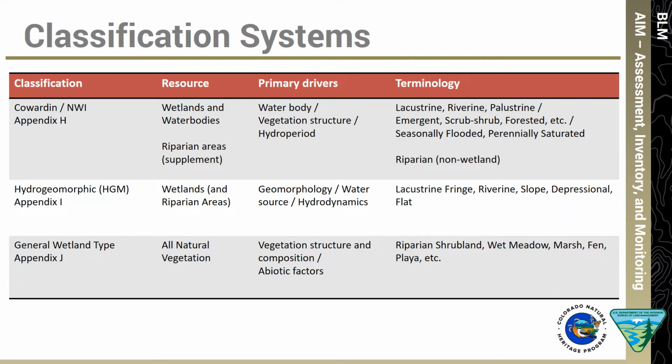Lastly, a general wetland type is assigned. These are words or phrases that are easily recognizable by most people familiar with wetland systems. This classification system was loosely adapted from the ecological systems classification, which includes all natural vegetation communities. The primary drivers are vegetation structure and composition, as well as abiotic factors. Some examples of terminology include riparian shrubland, wet meadow, marsh, fen.